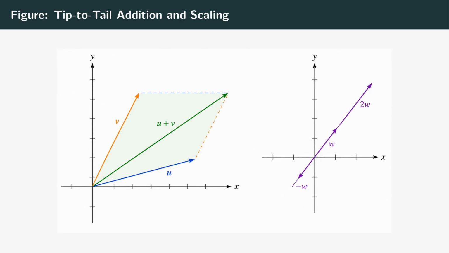Notice the shaded parallelogram, u and v frame it, and the sum is precisely its diagonal. Walk along u then v, or along v then u. Either way, you land at the same corner. That's the parallelogram law made visible.